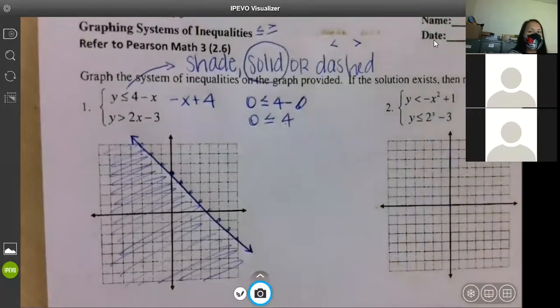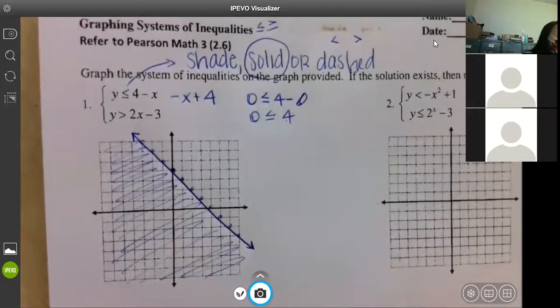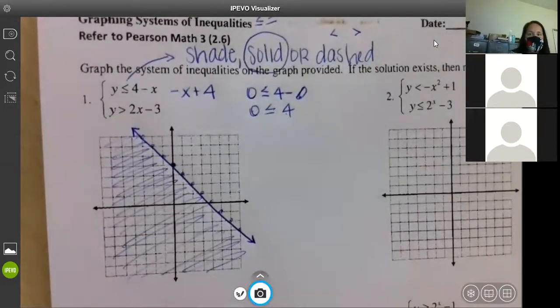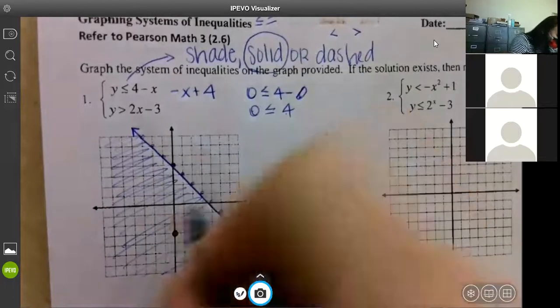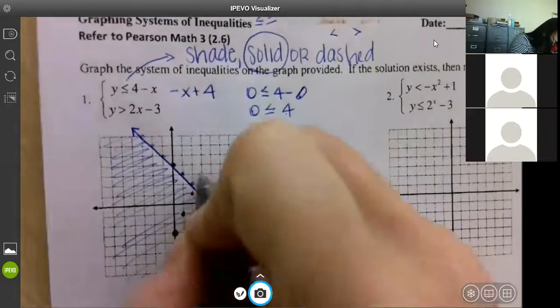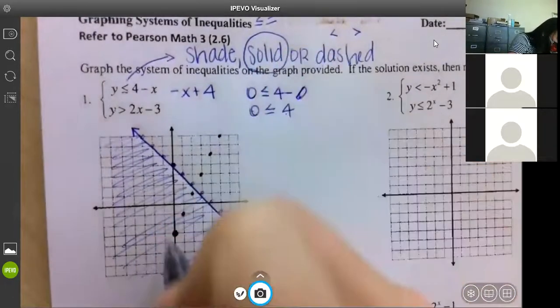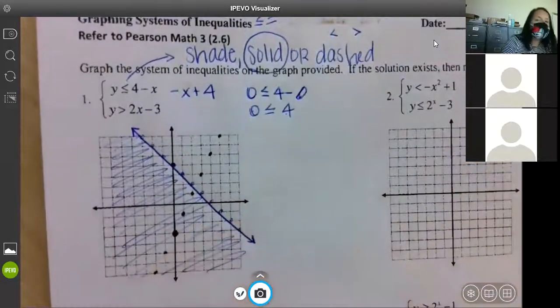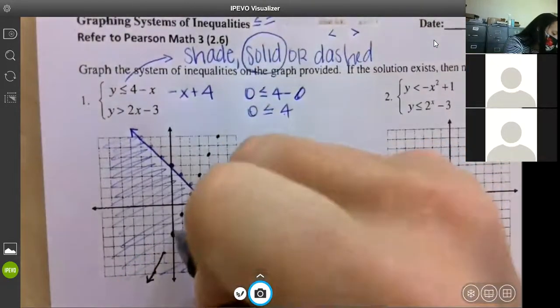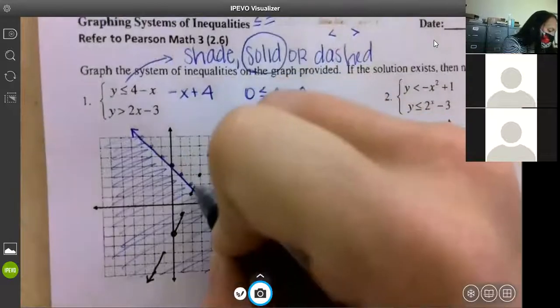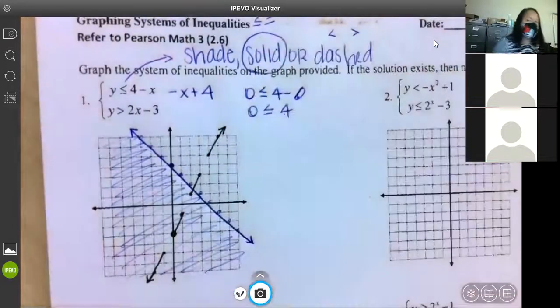All right, check out the next one. 2x minus 3. How do I graph that? Negative 3 is your y-intercept. And how do I move? Up 2 over 1. Is this one solid or dashed? It is dashed because it's not equal to. The way that I dash it is I connect 2 dots and then I skip. Connect 2 dots, skip, connect, skip. So it looks like this.